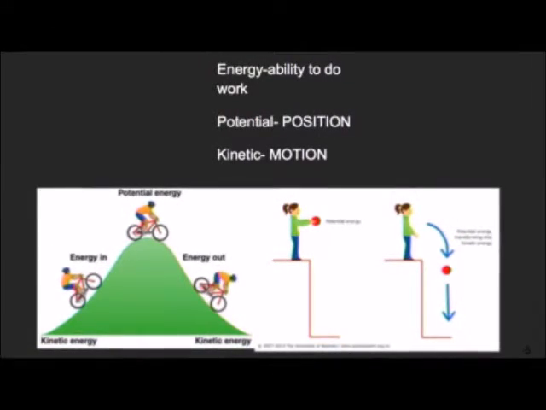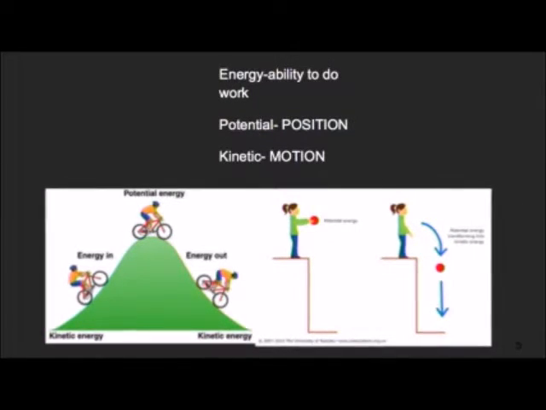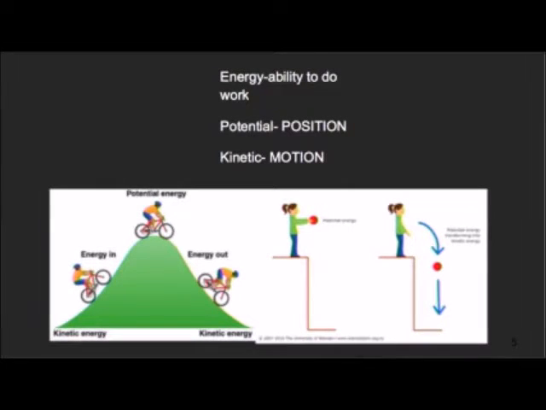Potential energy is the energy due to the position of the object relative to other objects. Kinetic energy is the energy due to the motion of the object. Here are 2 examples of energy being expended.